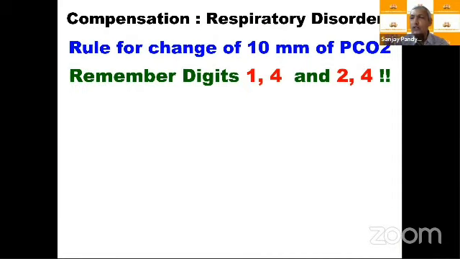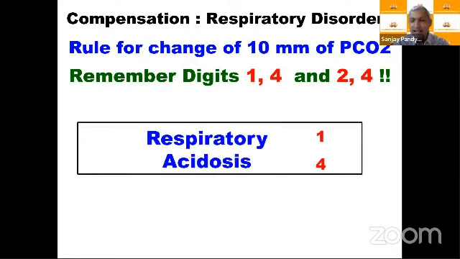Remember 1,4 and 2,4. Rule for change in 10 mm of PCO2. Remember 1,4 and 2,4. So what is this 1,4 and 2,4? When we want to calculate respiratory acidosis, remember 1,4. So what is this 1,4?